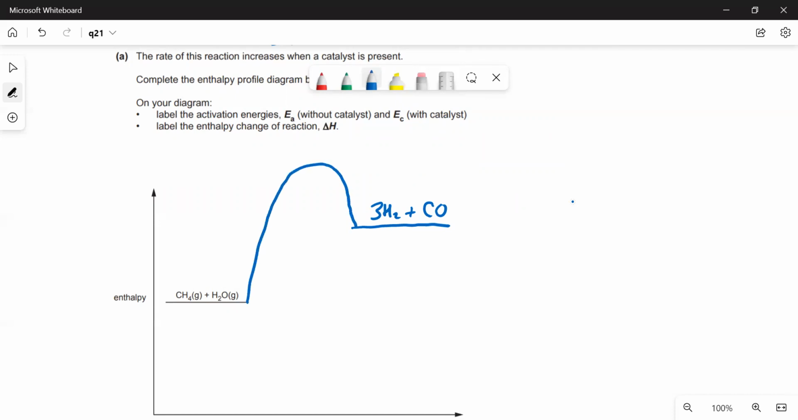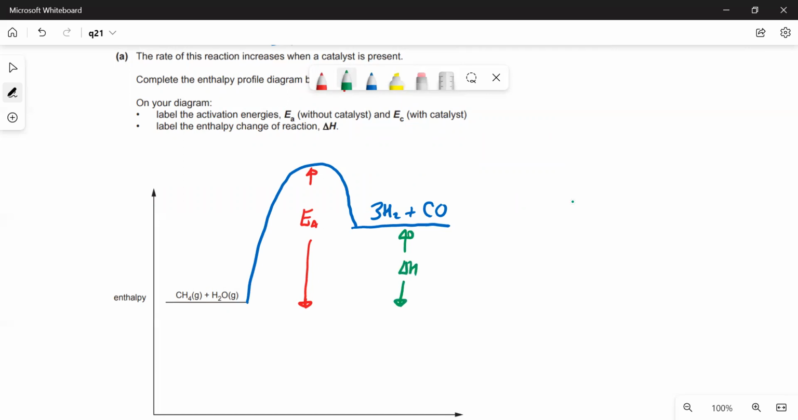Okay, that's without a catalyst. What's the activation energy? The activation energy is going to be all of that. That's EA. How does a catalyst work? Well, let's put in delta H first. So delta H is going to be that bit there, the difference between the reactants and the products.